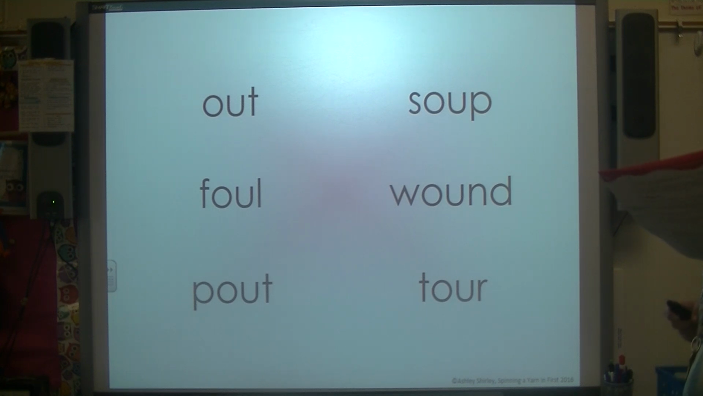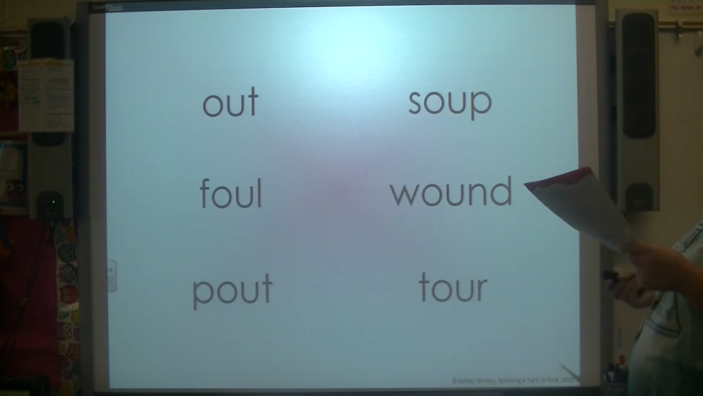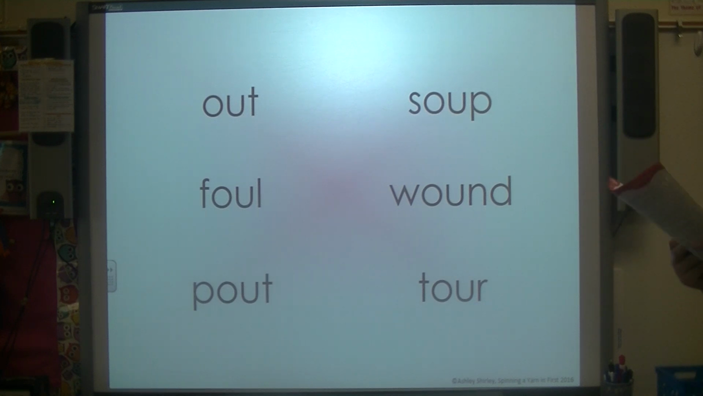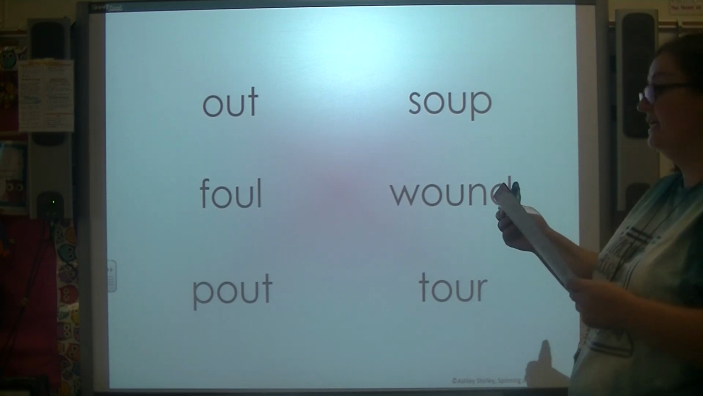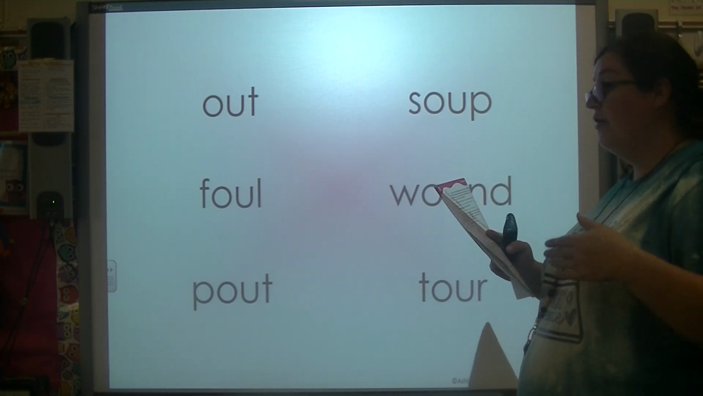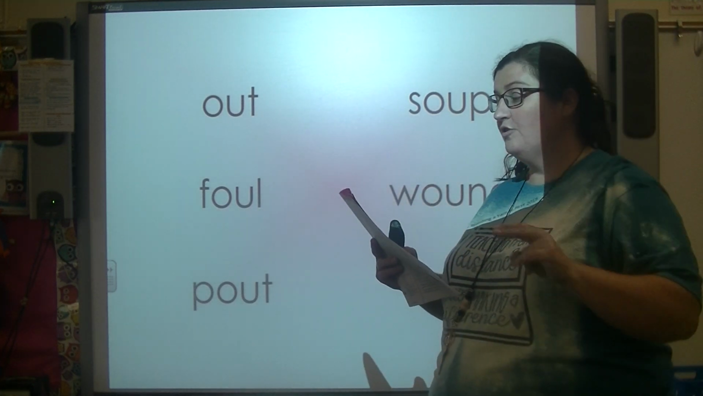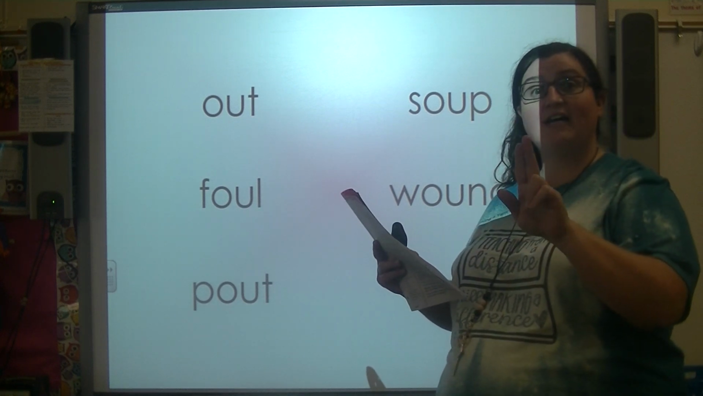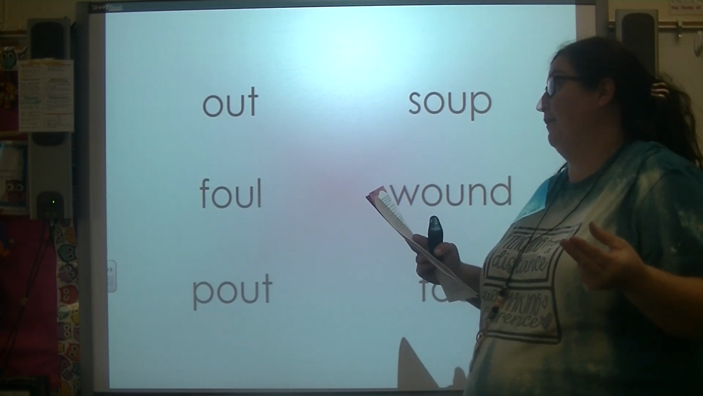All right. O-U in this word is a digraph. Two letters that come together to make one sound. So O-U can be a diphthong or it can be a digraph. The difference between digraphs and diphthongs is that digraphs are two letters that come together and only make one sound, whereas diphthongs are two vowel sounds that come together so fast they're considered one syllable.